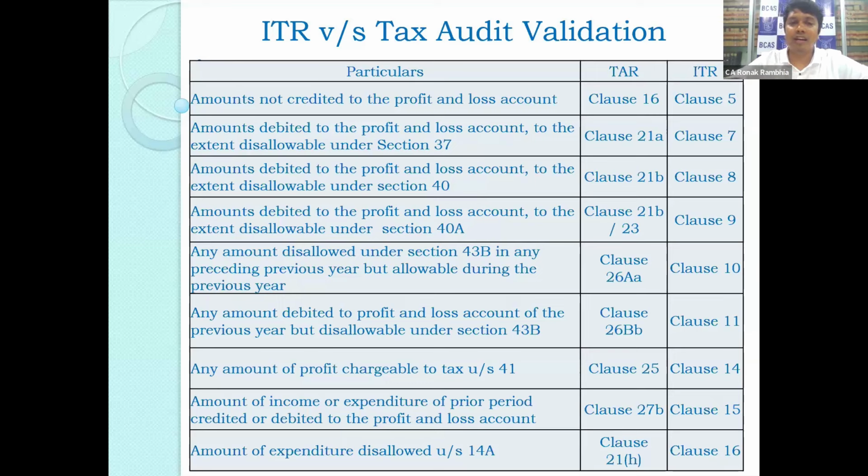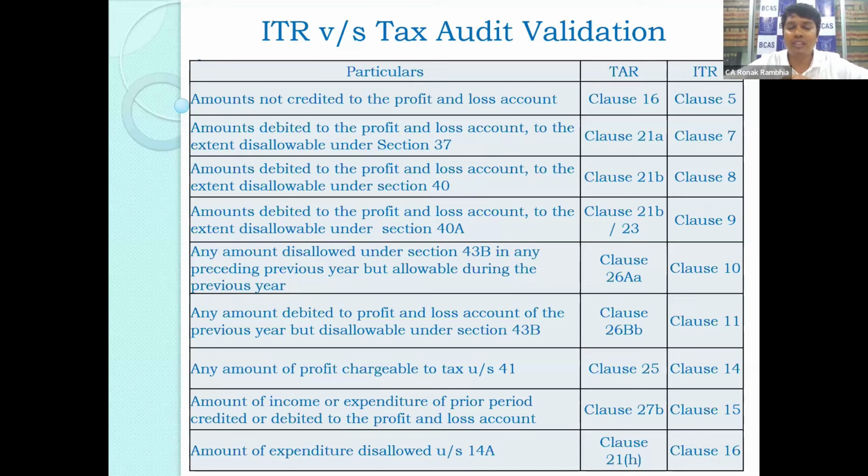Amounts debited to the profit and loss account to the extent disallowable under section 40, which is normally in clause 21B of your tax audit report, you have to mention in clause 8 of part OI of your income tax return. Then amounts debited to the profit and loss account to the extent disallowable under section 40A on account of TDS, the amount is in clause 21B or clause 23, which has to be mentioned in clause 9 of the income tax part OI.